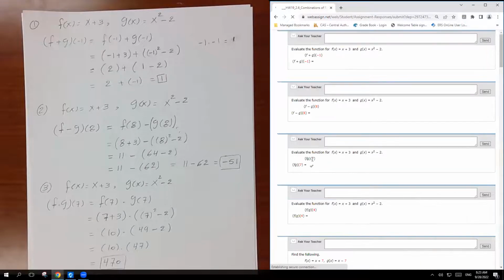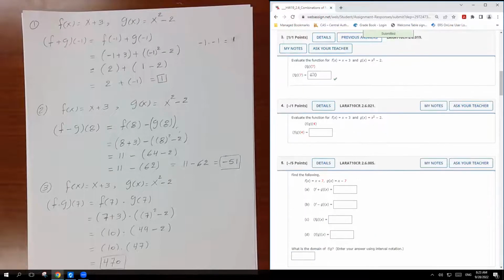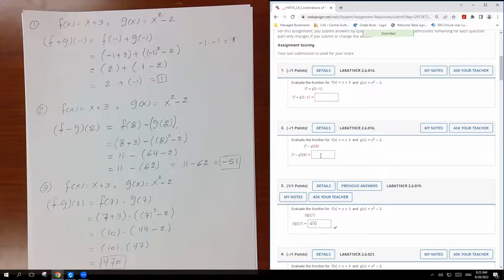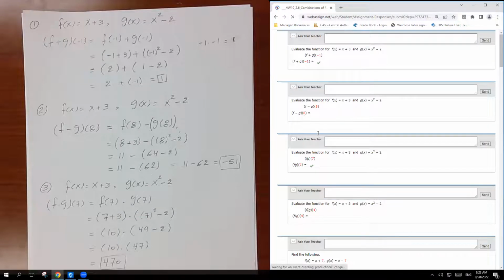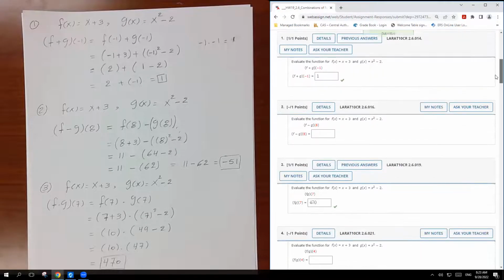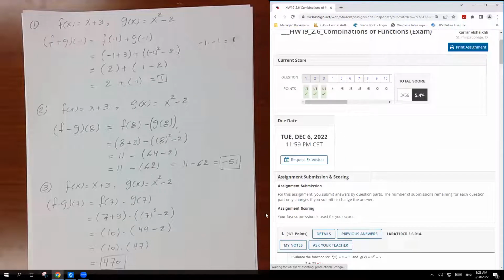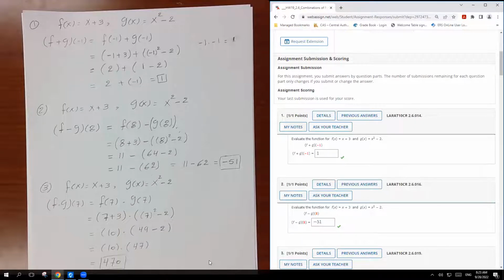I have to check each one, one at a time. Yeah. So this is one. The second one is negative 51. So take your time when you're working on these examples. If you have any questions, you can ask before we move into example 4.